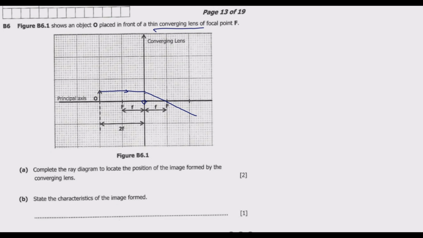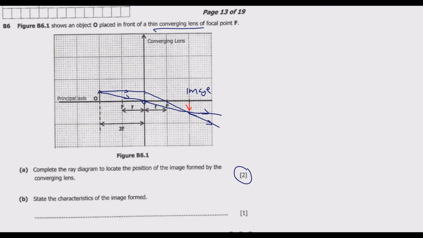So we use a ruler and draw a straight line like that. What we discover is these will meet somewhere here. Then the image will be formed at this point. This is how you complete the ray diagram, and make sure you label the image properly. Once you do that, you are good to go. Then you also indicate the direction. Make sure that the direction of the ray of light is indicated. So you get the 2 marks.